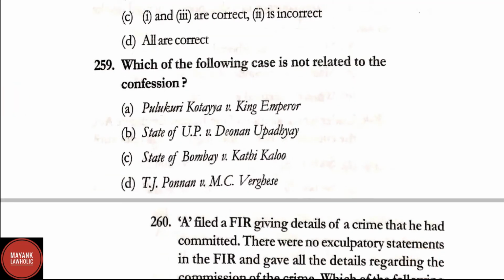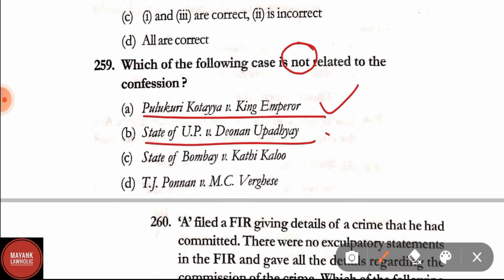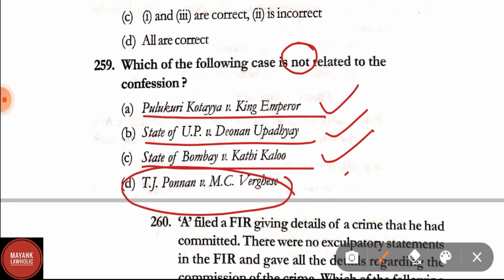Question number 259. Which of the following cases is not related to confession? Pulukuri Kottaya versus King Emperor is related to confession. State of UP versus Deoman Upadhyay is also related to confession. State of Bombay versus Kathi Kalu is also related to confession. The last and the remaining, T.J. Ponnan versus M.C. Varghese, is not related to confession, therefore it will be the correct answer.